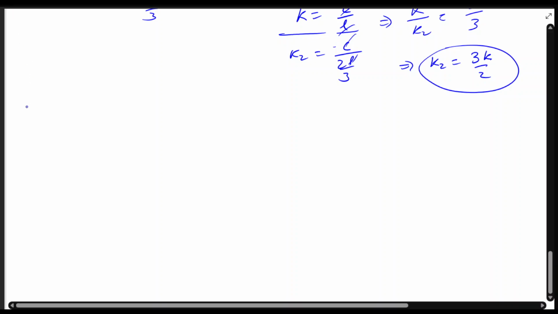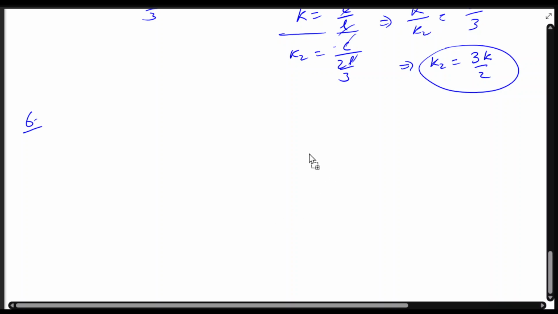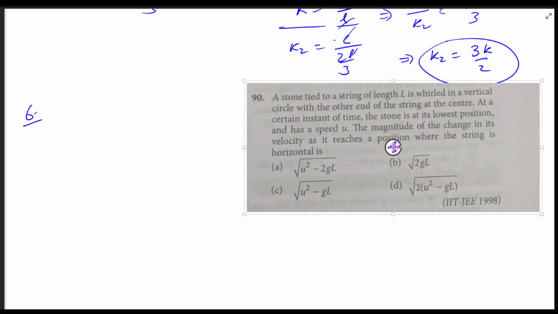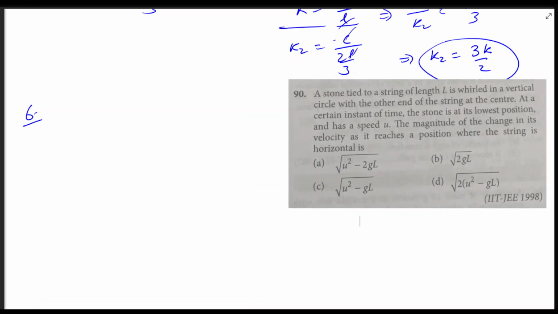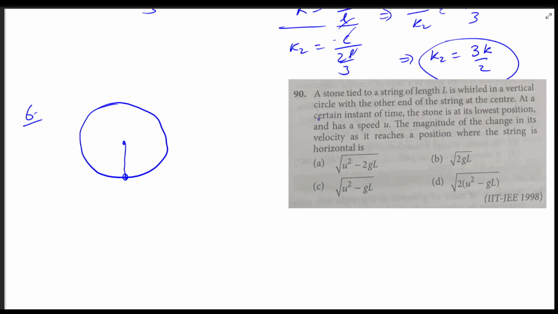Let's move on to, so it's a simple question. Let's move on to our sixth question. Okay, perfect. Now, a stone tied to a string of length L is whirled around in a vertical circle. Again, the vertical circle question. The other end is at the center. At a certain instant of time, the stone is at its lowest position, and here the speed is u.